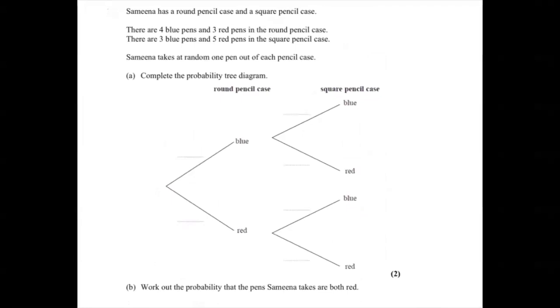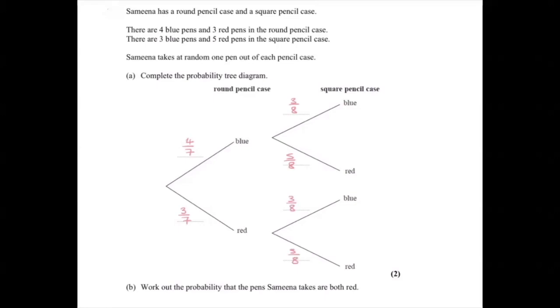Okay, our next question is a probability question. We're being told that we've got a round and a square pencil case. These are 2 different things. For the round pencil case, we have got 4 blue and 3 red, so a total of 7. So we've got 4 out of 7 and 3 out of 7. The square pencil case is different, so our fractions are different. This time we've got a total of 8, so we've got 3 out of 8 and 5 out of 8, and then that's just repeated again.